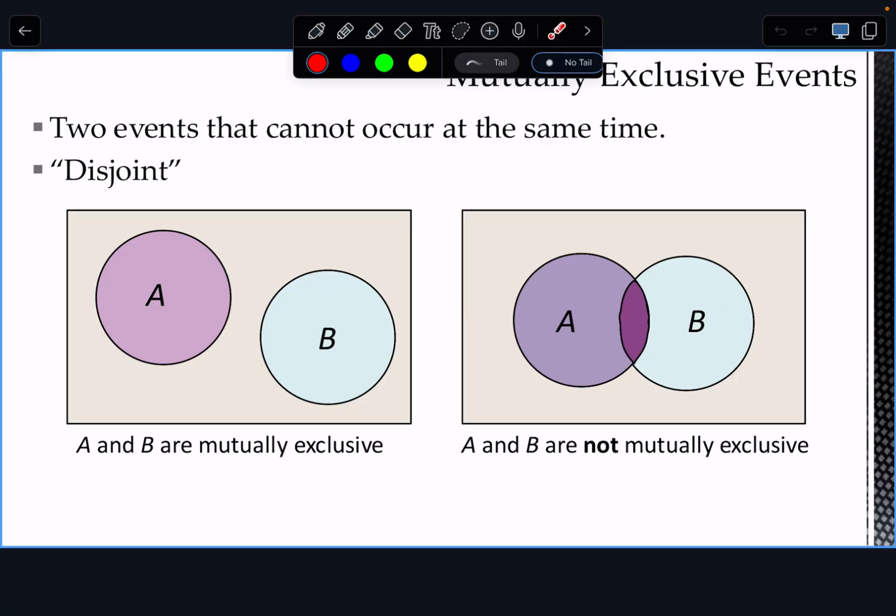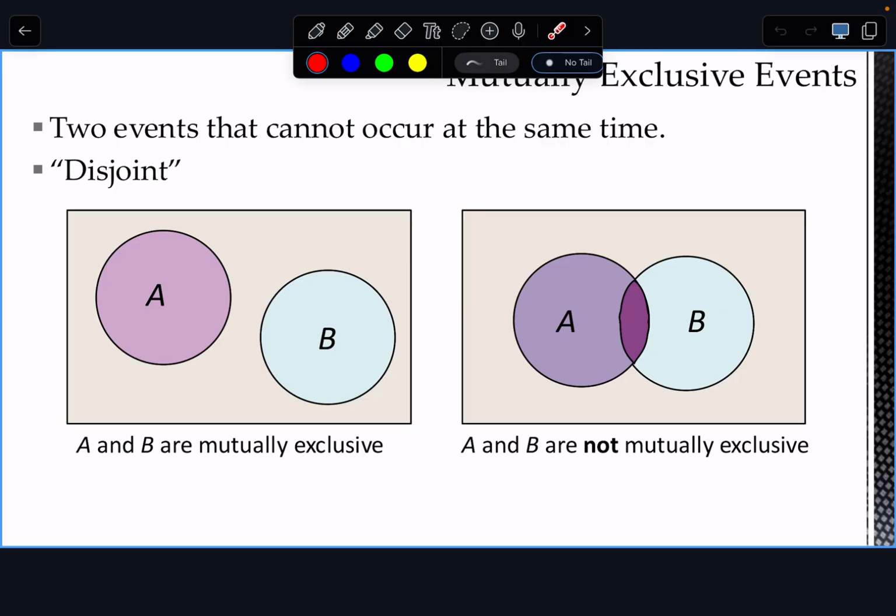So mutually exclusive, two events that cannot occur at the same time. Disjoint is another term for mutually exclusive. So those are actually the exact same idea, same definition. You'll see on my answer keys, sometimes I'll use the word mutually exclusive, sometimes I'll use the word disjoint. The book might use the two terms interchangeably, so just understand that those two words mean the same thing. Whether it says disjoint or mutually exclusive, they're describing the same thing.